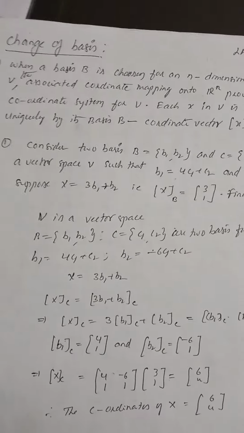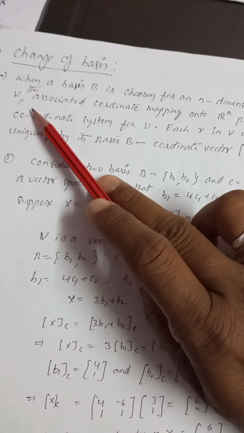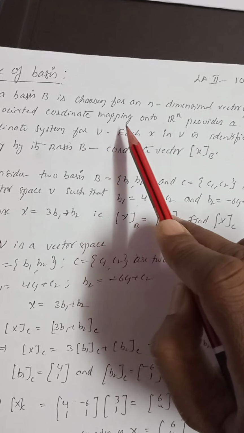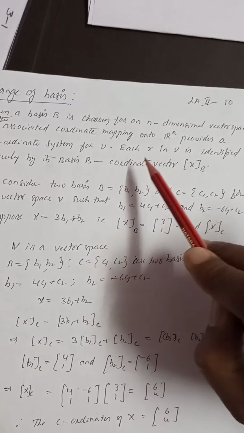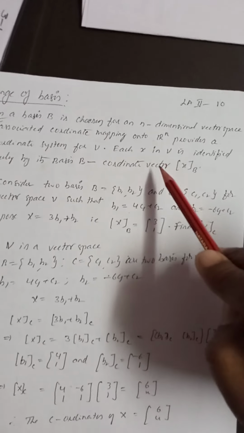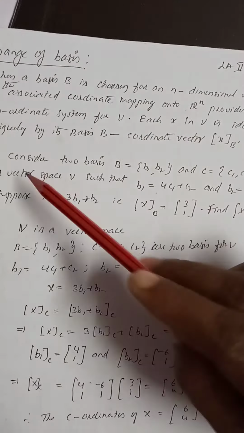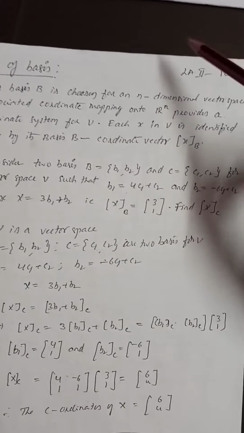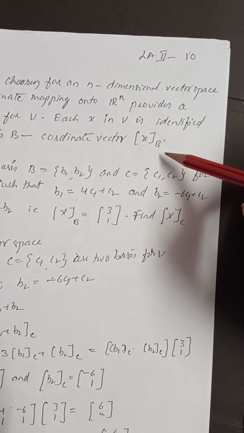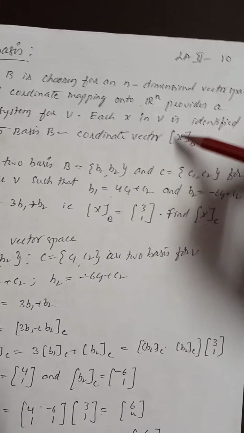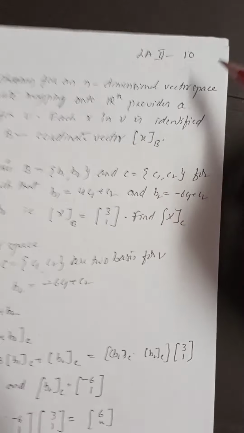That's it. When a basis B is chosen for an n-dimensional vector space V, the associated coordinate mapping onto R^n provides a coordinate system for V. Each x in V, each vector in V, is identified uniquely by its coordinate vector with respect to the basis B, denoted by square brackets x with suffix B.